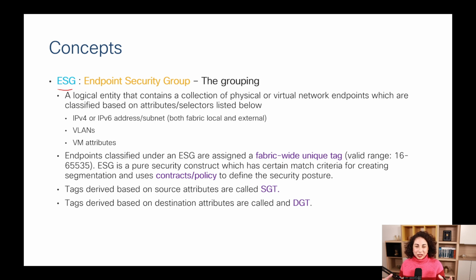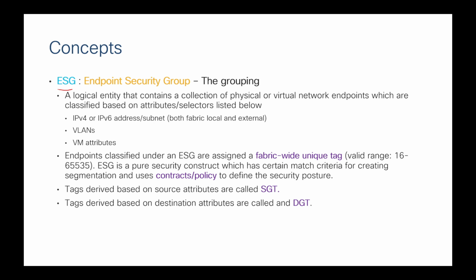First things first, we need to create those groups and put what we want inside them, right? The ESG definition is a logical entity that contains a collection of physical or virtual network endpoints, which are classified based on the attributes or selectors listed below. So we have IPv4 or IPv6 addresses or subnets, VLANs, and VM attributes.